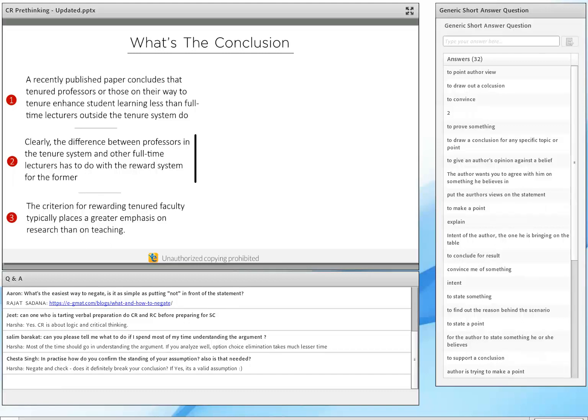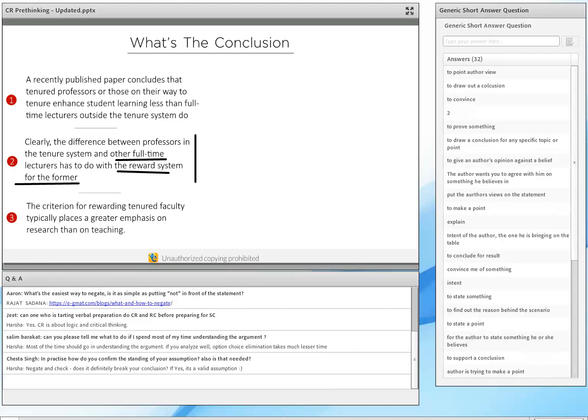So when you think about which statement is the main conclusion, ask yourself, what does the author want you to believe in? Ask this one question. The statement that gives you the answer to that question is going to be your main conclusion. In this case, what the author wants you to believe in is statement number two, which is that the difference between professors in the tenure system and other full-time lecturers has to do with the reward system for the former. This is what the author wants you to believe in.